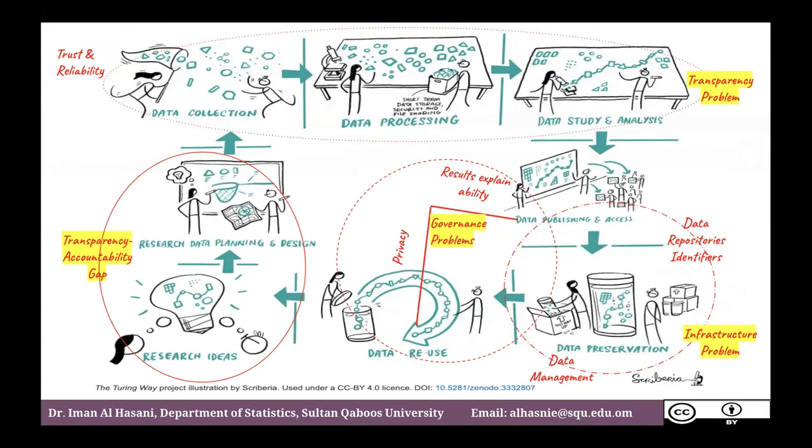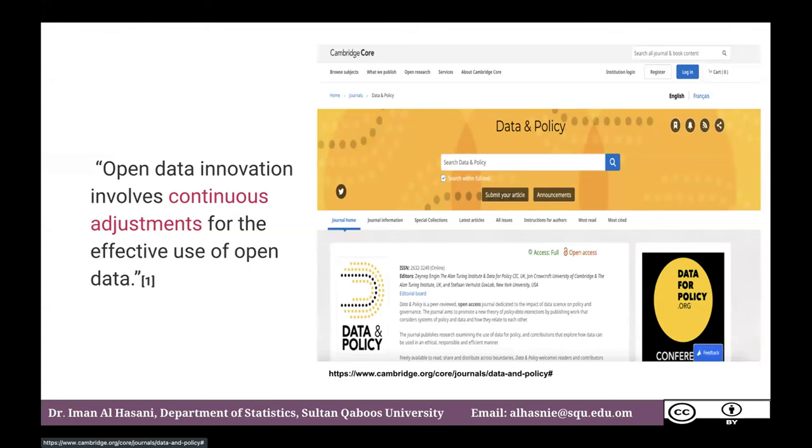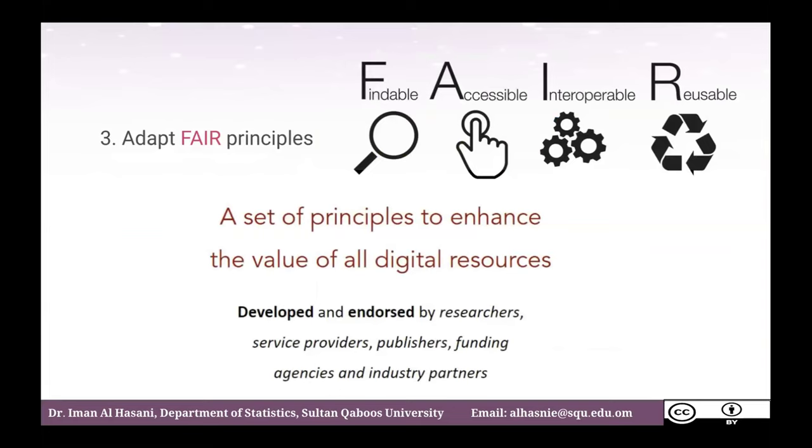I got motivation from the Turing Way book project, where I came across open data, data privacy and so on. I think all researchers go through this process from data collection until sharing their results. But there are gaps regarding transparency, storing data, governance problems, infrastructure problems, transparency and accountability gaps. So I think all this requires attention from researchers to ensure we have data infrastructure of high quality, to be used by others. And we should also keep in mind that it requires a lot of things like management systems, technology skills, scientific data management, and so on. And of course, it will need continuous adjustment. And I would like also to adapt my research to their principles.